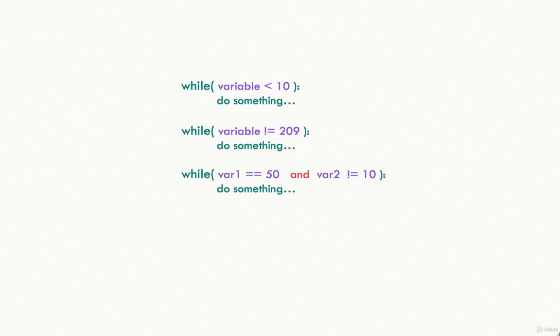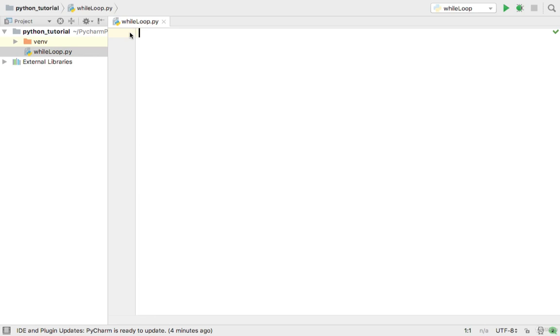Now let's write some coding examples. Let's write our first coding example of while loop. I will create a variable I and I will assign a value 0 to it. You can name this variable anything. I is the most commonly used variable in loops. So I'm using I, but you can name it of your own choice.